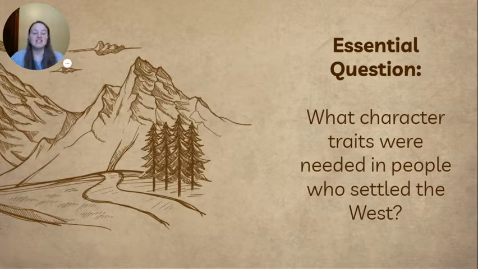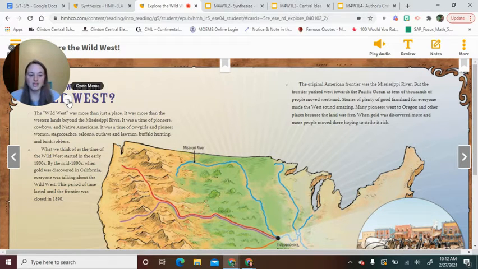So as we read, we're going to continue with our essential question, what character traits were needed in people who settled the West? So before I begin to read, I want to start synthesizing some information. So going into this text, I know that the Wild West had to do with settlers and pioneers and Native Americans that were all living together during a certain period of time. And I know that because of the first text that we read yesterday. And so as I read, I want to be able to add in some more information about what are they talking about when we're really thinking about the Wild West.